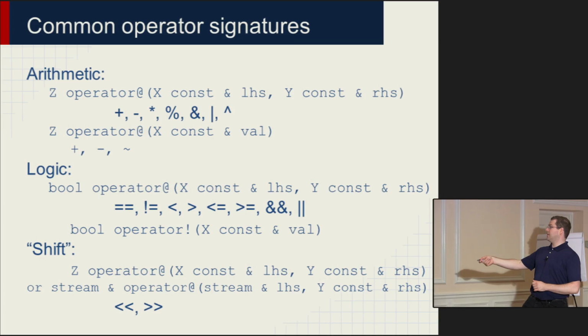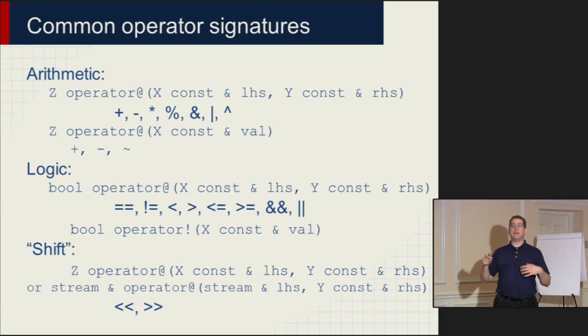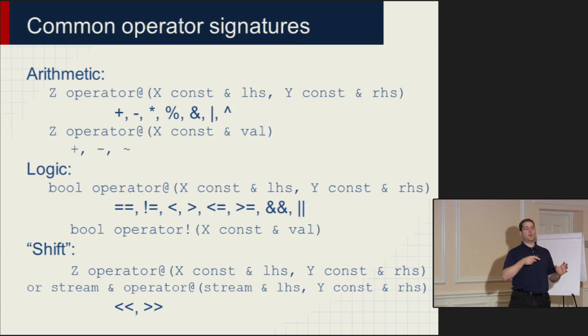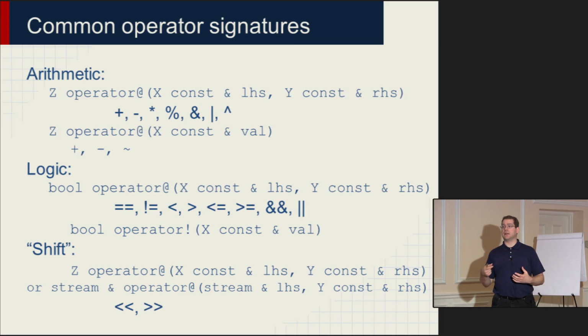There's also the negation operator, the exclamation point, and this is useful to make your class a logical value. So this can be used just in an if statement to give your class true-false semantics, even though it might have a more complex internal state than just simply true or false.